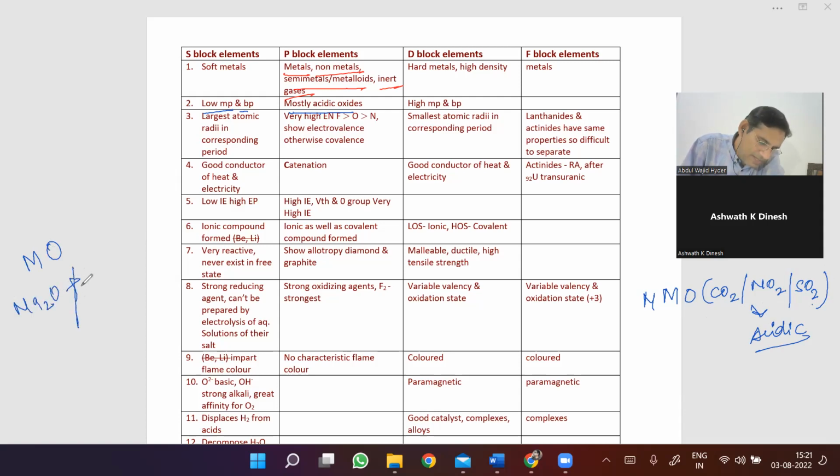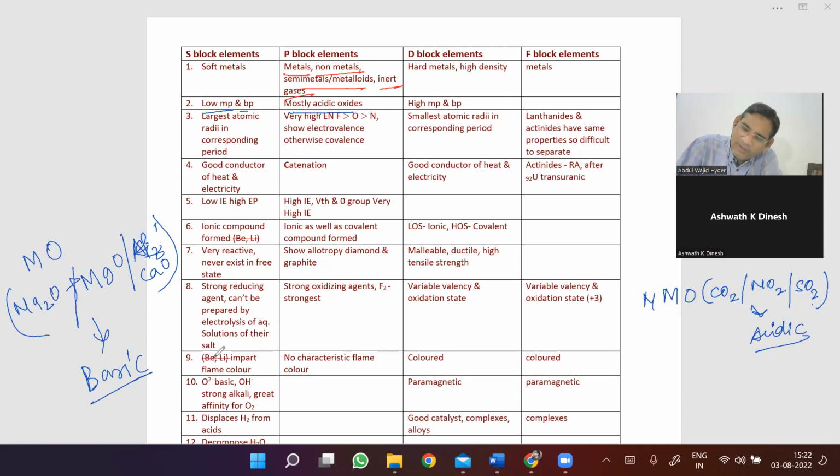For example, MgO, Al2O3 or any other. Al2O3 is amphoteric, or calcium oxide. These are basic oxides. So metal oxides are basic in nature and non-metal oxides are acidic in nature. So this is what they have written here. You should remember this all.